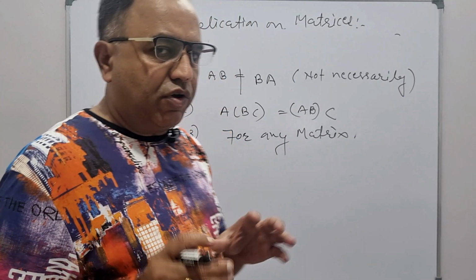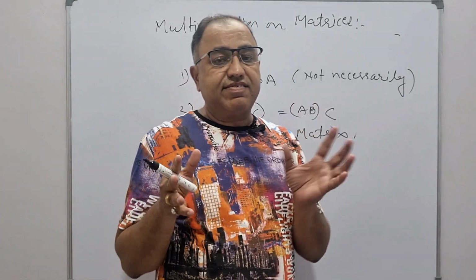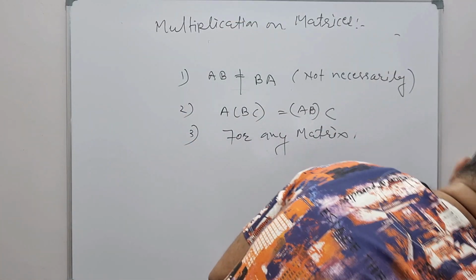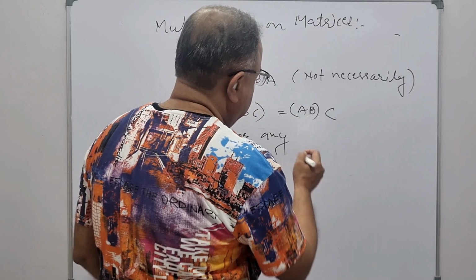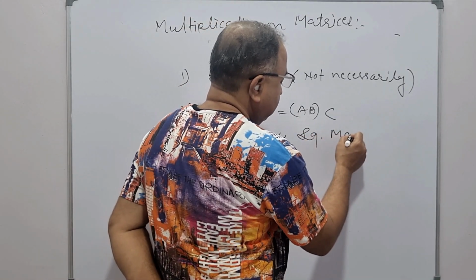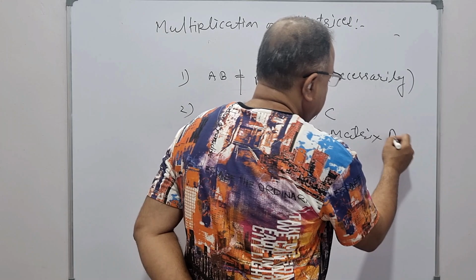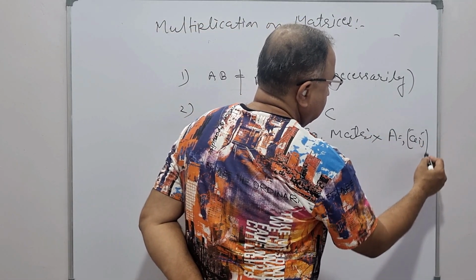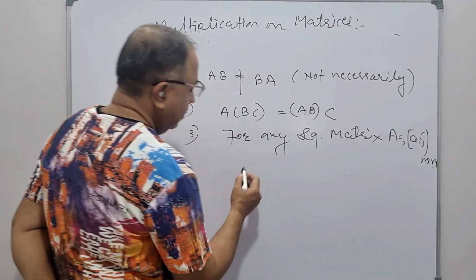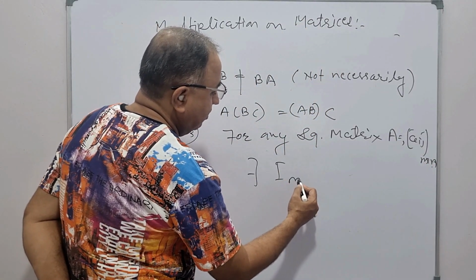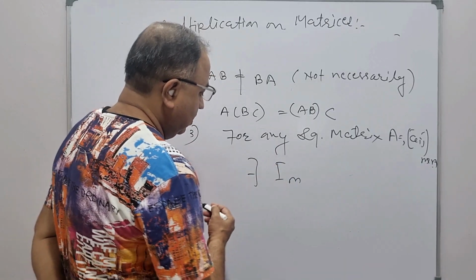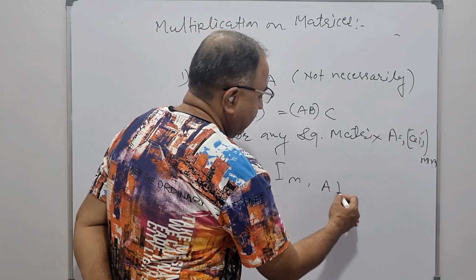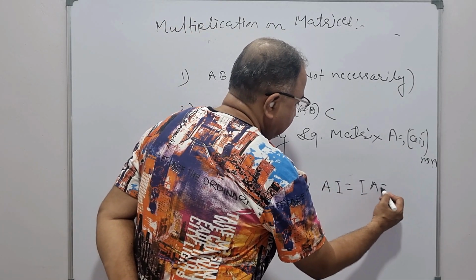Here the identity is possible only for a square matrix, not for all matrices. That means for any square matrix A of order M cross M, there exists an identity matrix also of order M cross M, simply denoted as I_M. And you know that if you multiply A by I or I by A, the result is always equal to A.